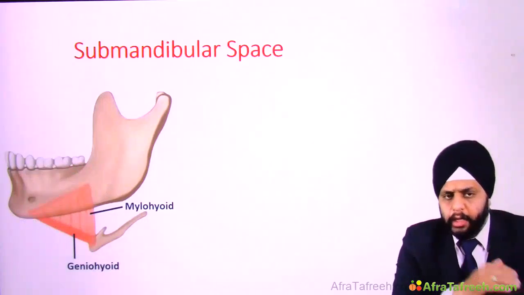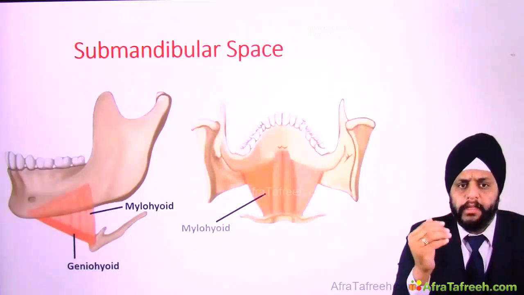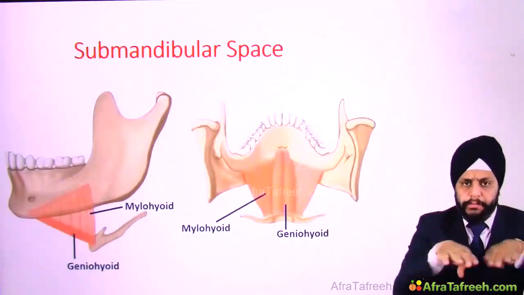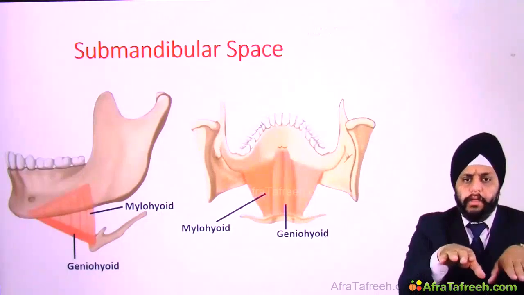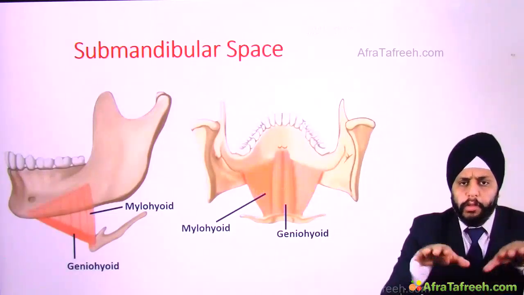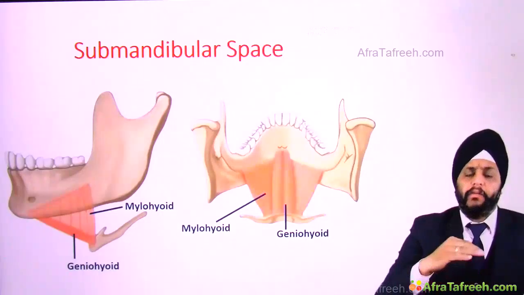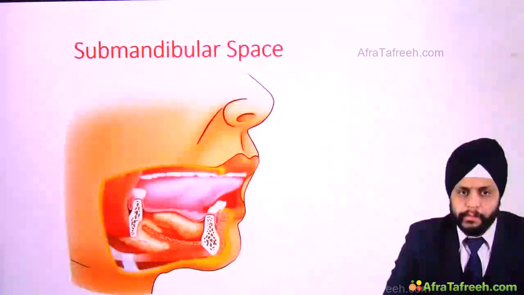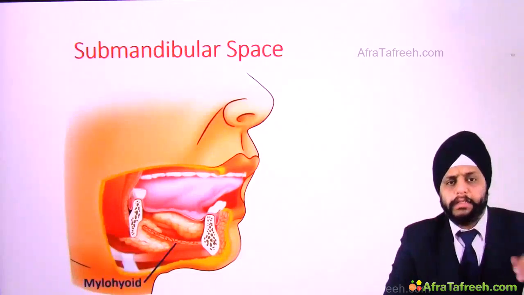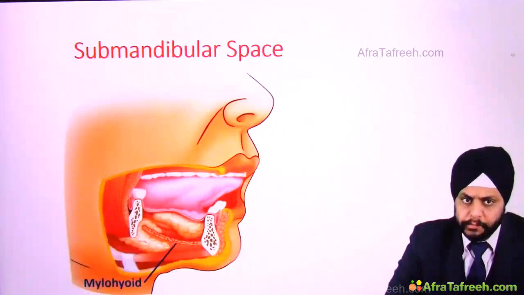Let's look in this view. We can see the mylohyoid muscle and the geniohyoid. You see this mylohyoid muscle, starting from the mandible to the hyoid bone, it divides the submandibular space.